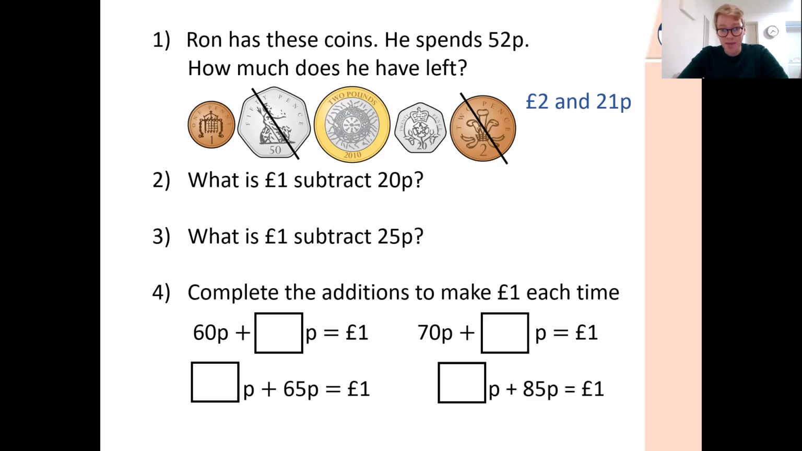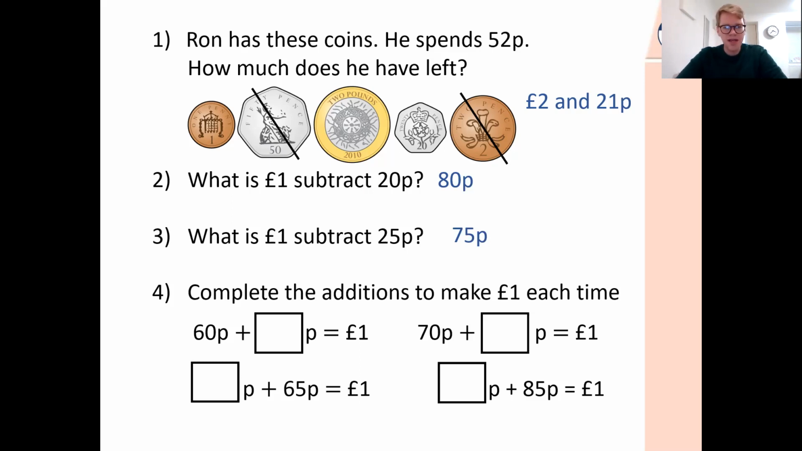20p, I should say. So £1 subtract 20p. Well, let's have a think what £1 is in pence. We know that £1 is equal to 100 pence. So we're doing 100 subtract 20. 100 subtract 20, maybe do that in your head. We've got 80p. Similar sort of question then, £1, so that's 100 pence, subtract 25p. What are we left with? It's 75p. Okay, pause the video for number 4.